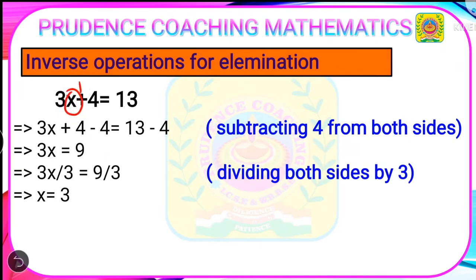Therefore this is a linear equation in one variable. So here we will use the inverse operation for the elimination method. As you can see here, we are given this one and this one on the right hand side. So we need to first cancel this plus 4.